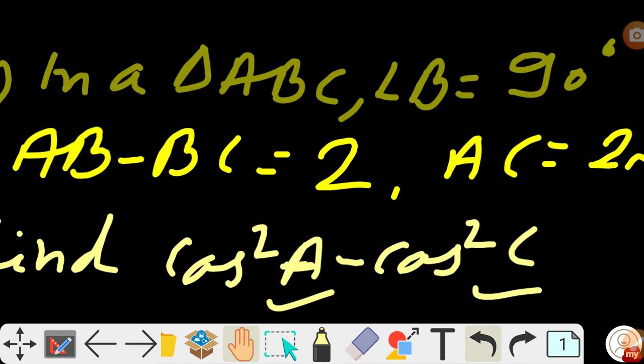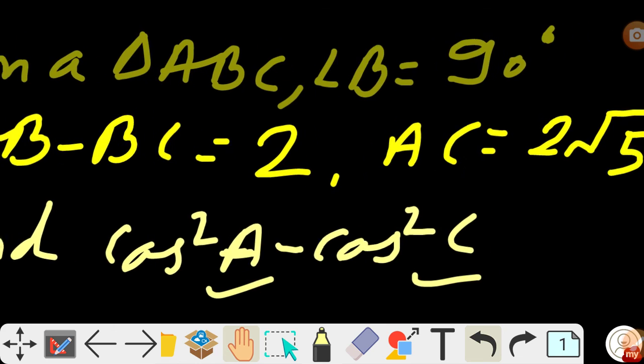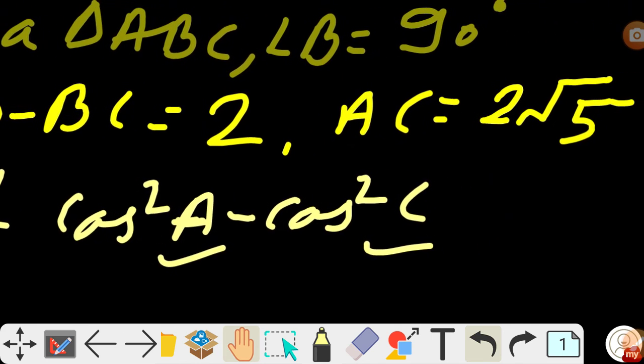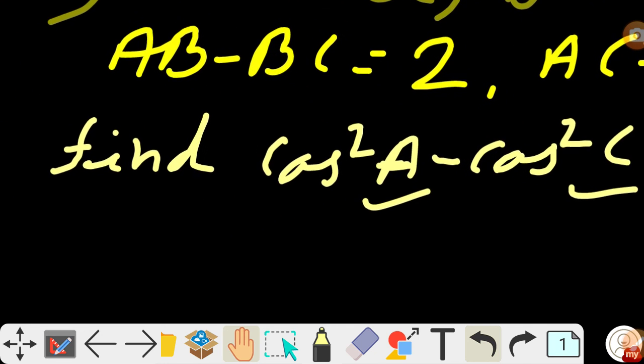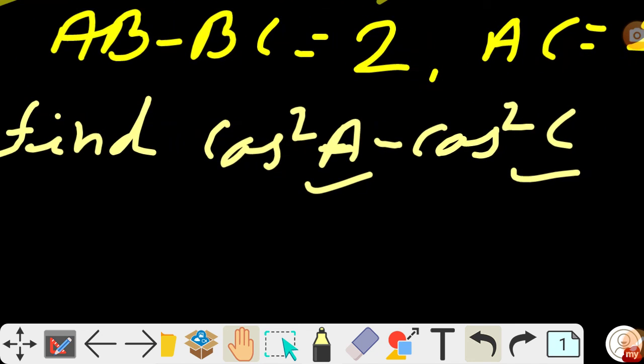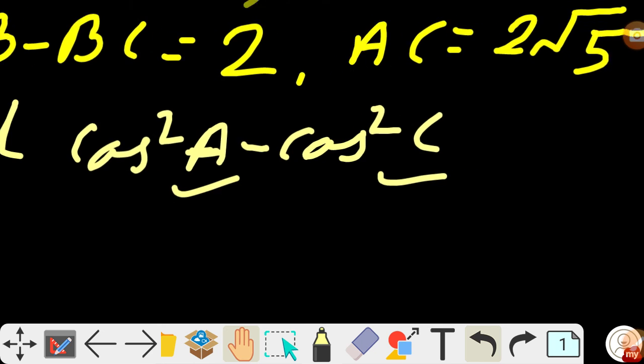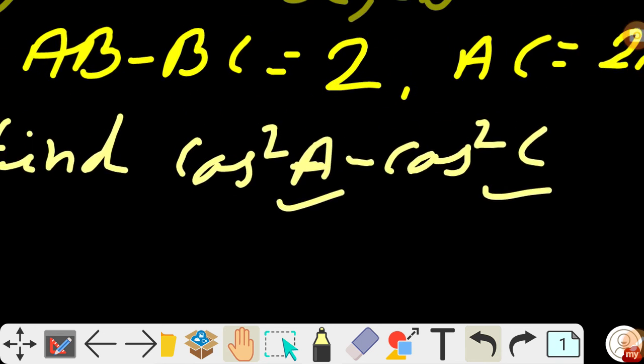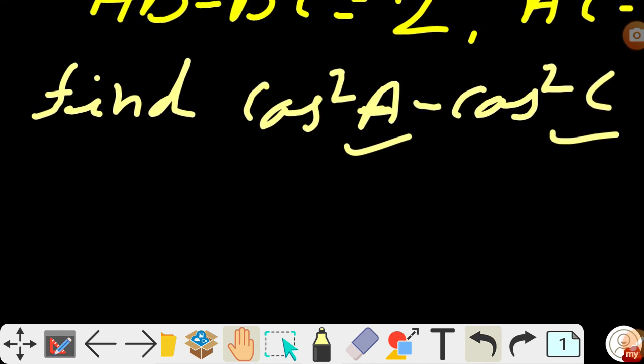I repeat this question again. In a triangle ABC, angle B is 90 degree, and the difference between two sides AB minus BC equal to 2 and AC equal to 2 root 5. Find the cos square A minus cos square C. So first we draw the triangle, and after that try to solve this question.